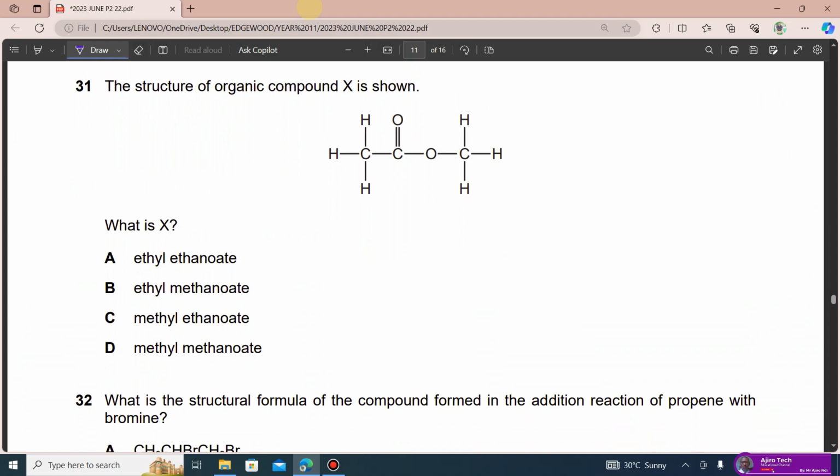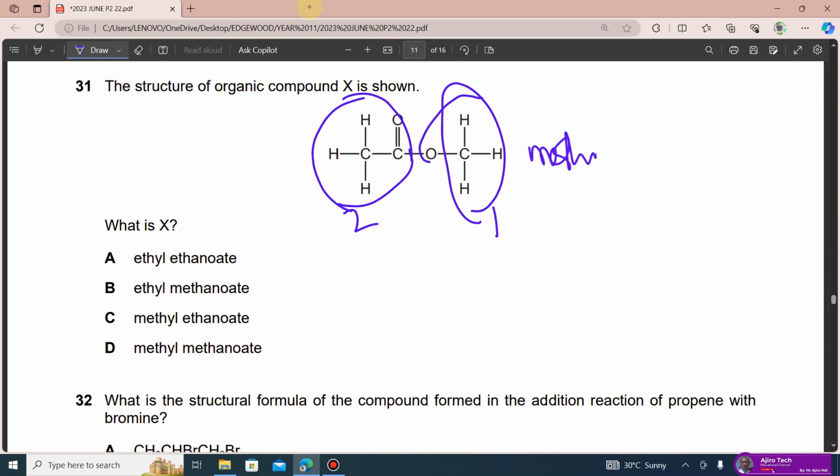Question 31. The structure of organic compound X is shown. What is X? Now, when naming esters, you first name this group. Okay, after naming this group, then you name this. So you name this first, then you name this. If we name this, it is methyl, because there's just 1 carbon, so it's methyl. And if you name this, there are 2 carbons, so it's ethyl. So it's methyl ethanoate. So that's option C. That's for question 31.